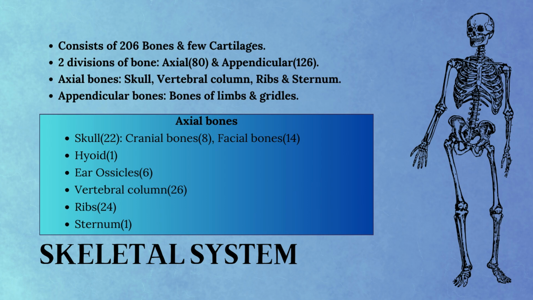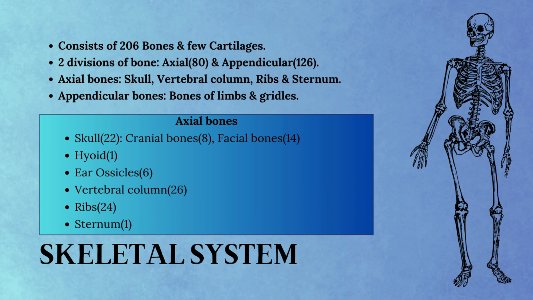Now let's move on to the skeletal system. The skeletal system of humans consists of 206 bones and a few cartilages. There are two divisions of bone: axial, 80, and appendicular, 126. Axial bones include the skull, vertebral column, ribs and sternum. Appendicular bones include bones of the limbs and girdles.